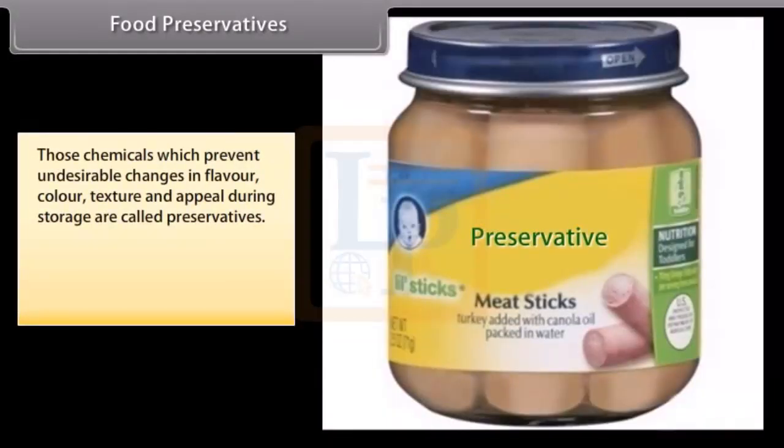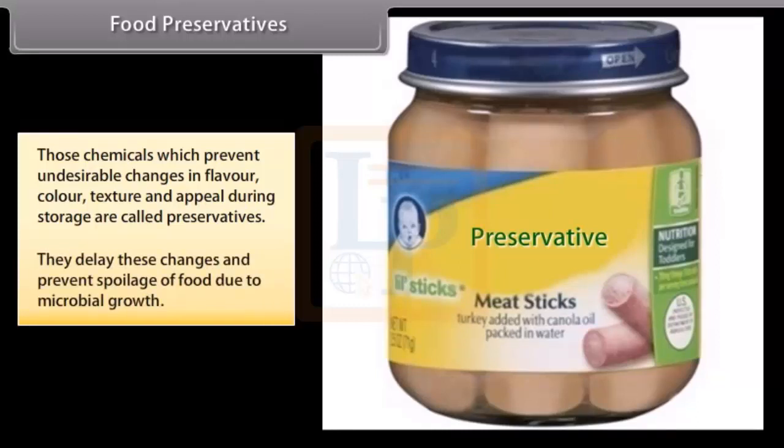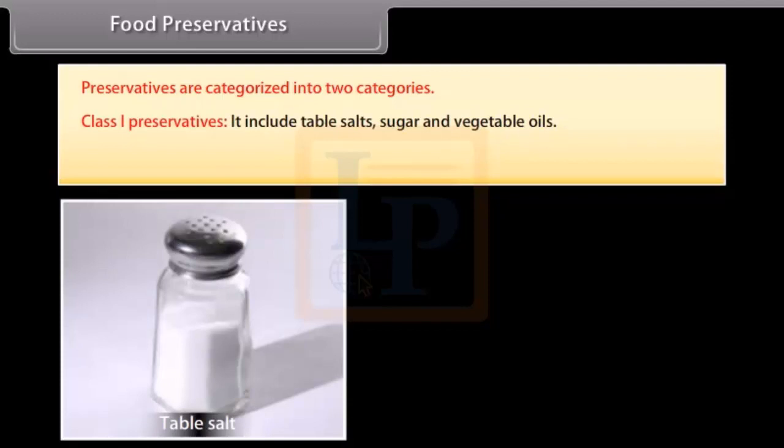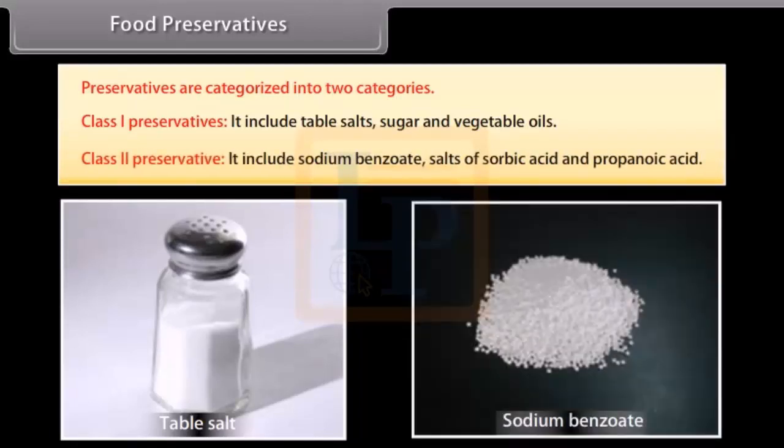Food preservatives. Those chemicals which prevent undesirable changes in flavor, color, texture and appeal during storage are called preservatives. They delay these changes and prevent spoilage of food due to microbial growth. Preservatives are categorized into two categories. Class 1 preservatives include table salt, sugar and vegetable oils. Class 2 preservatives include sodium benzoate, salts of sorbic acid and propanoic acid.